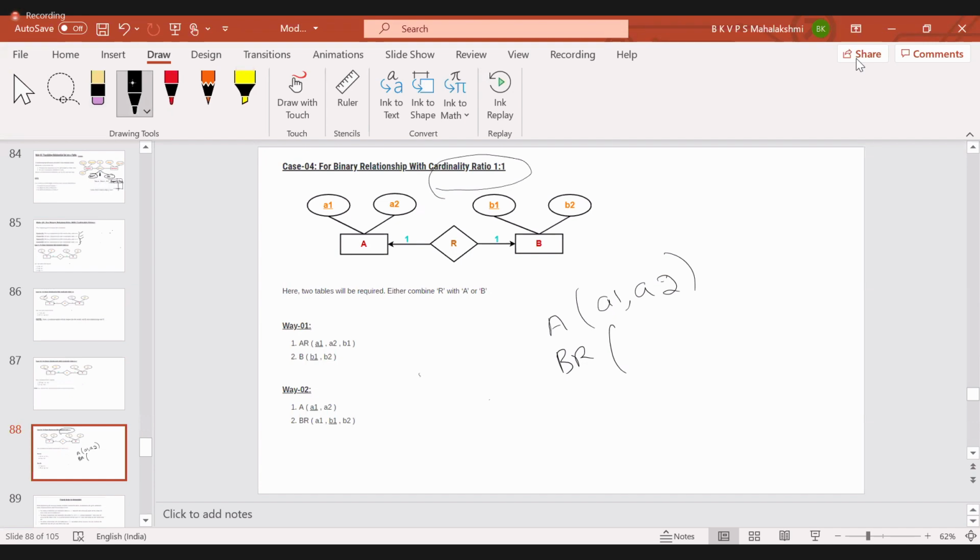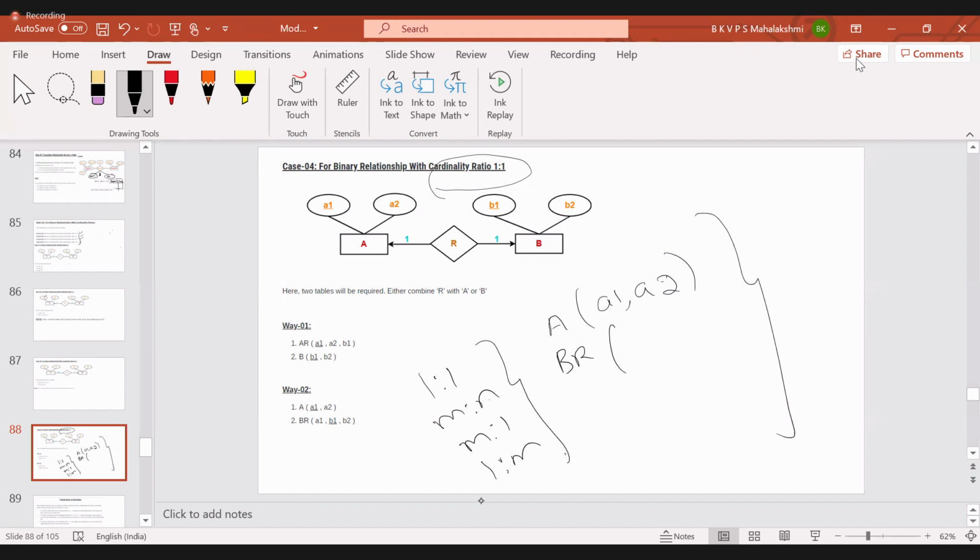For 1:1, how do we have to convert? If the cardinality ratio is m:n, how do we have to convert? And suppose the cardinality ratio is m:1, or else 1:m. For all of these, we have separate thumb rules. We have to remember them, and according to them, we have to take the tables.